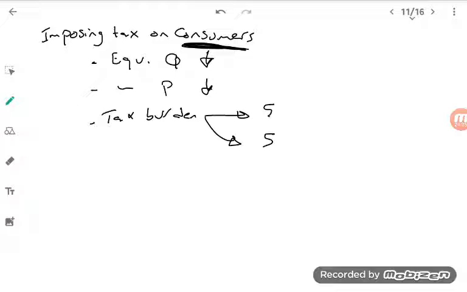Imposing tax on the producers, you can read it from the book. It's almost the same, but you have to read it, please. It's gonna be included in our exam as well. Okay? And you have to identify what is going to be the impact on equilibrium price, equilibrium quantity, and tax burden with respect to the consumer and to the producers. Okay. Consumer surplus and the producer surplus.